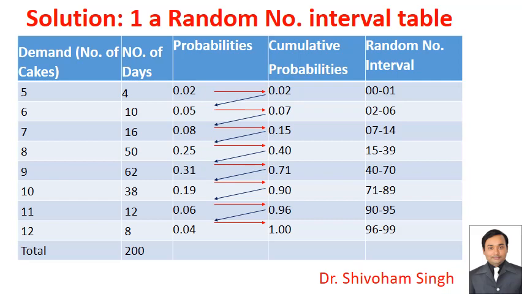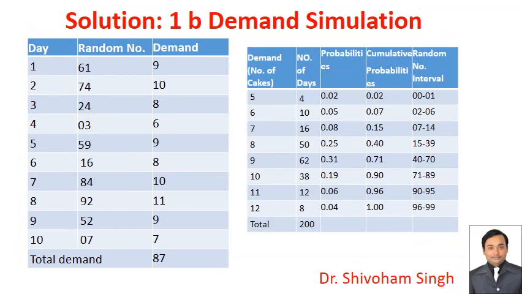That is from 00 to 01. For next, 02 to 06. Next, 07 to 14. Likewise, and at the end we will be going till 99. If you are doing the things correctly, your last will always be 99 and the beginning will always be 00. By this way, we have created the random number interval table.